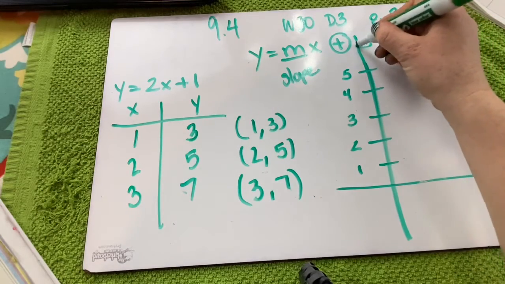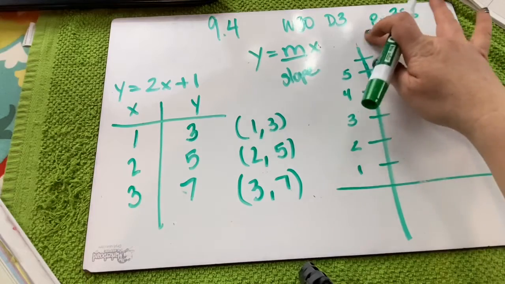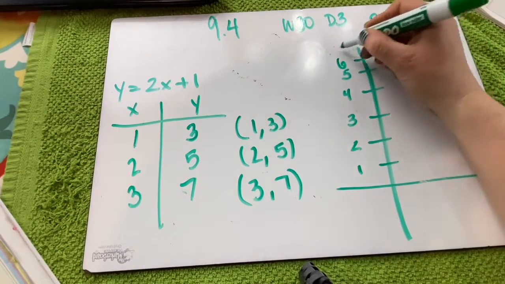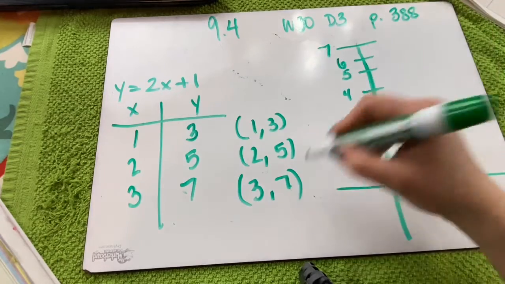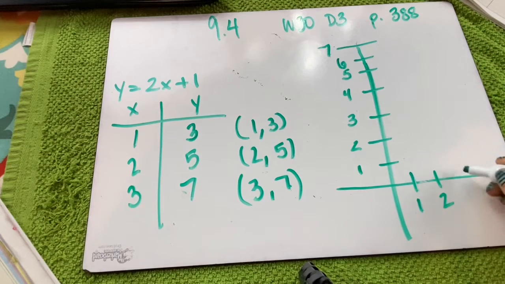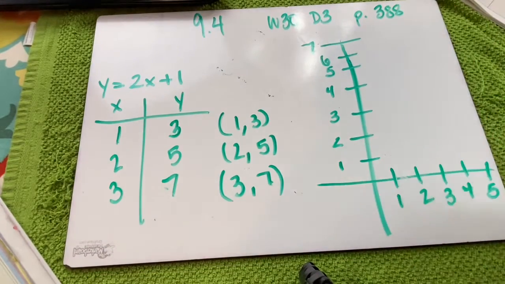I gotta go up again. I'm gonna run out of space. I'm gonna erase this. Okay. 6, 7, because this one is 7. Okay. And then these ones are gonna go 1, 2, 3, 4, 5. Okay, so you guys are lucky because on your graph papers, you just have to draw lines on them.